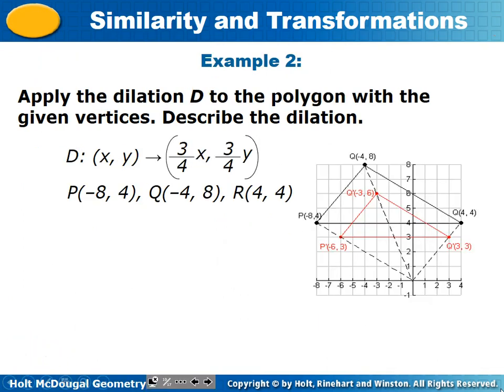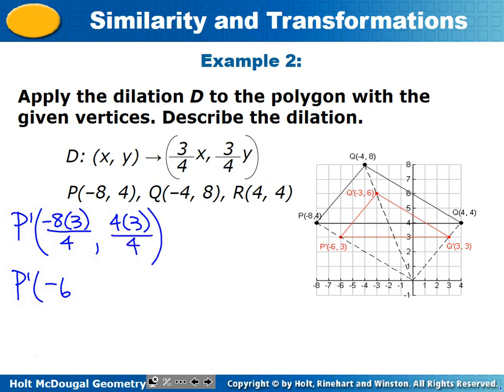With example 3, I want you to go ahead and plot P, Q, and R. Then I'm going to show you how I multiply by a fraction. When I'm dealing with P prime, I'm going to go -8 and multiply it by 3. That's the top part of my 3/4, and I'm going to divide it by 4. That gives me for P prime -6, because the top part is -24, and -24 divided by 4 is -6. Then for my other part, I'm going to multiply 4 times 3 as well and divide that by 4. I happen to know that it cancels out the 4s, so I'm left with just 3.